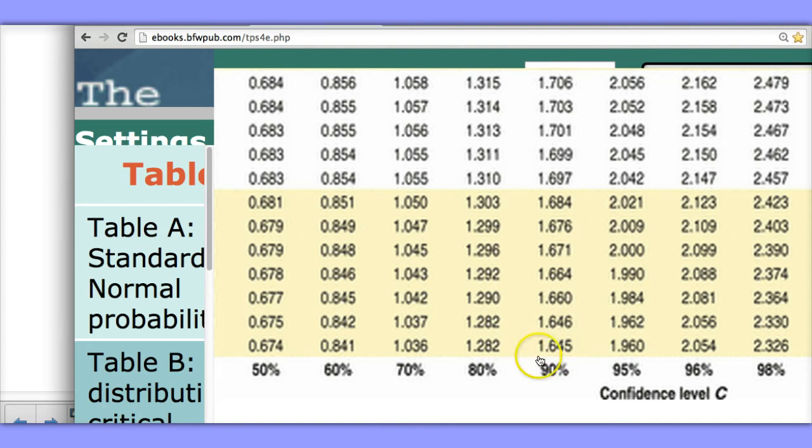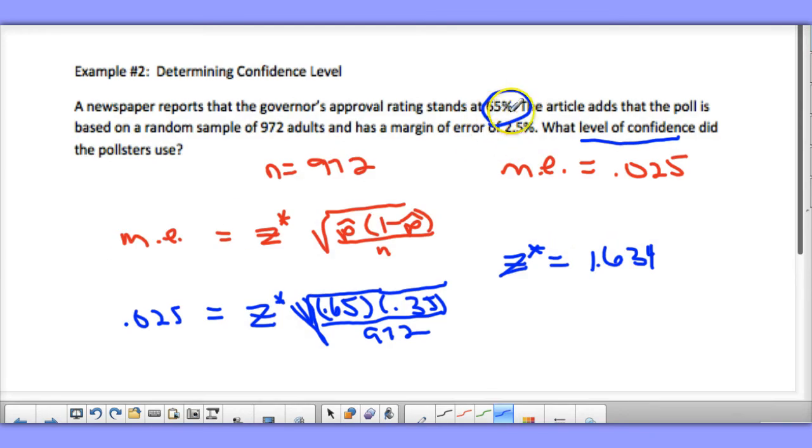It probably was a 90% confidence interval because I'm guessing that this 65% was a rounded 65%, and this margin of error was also rounded. So I'm going to say that this was a 90% confidence level.